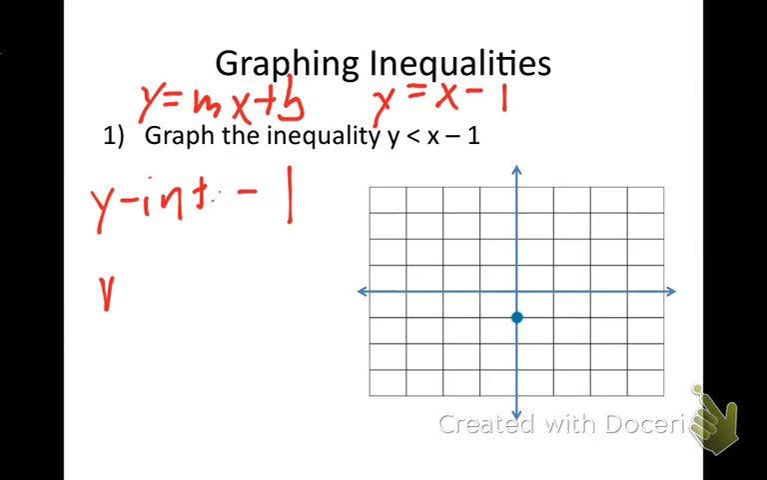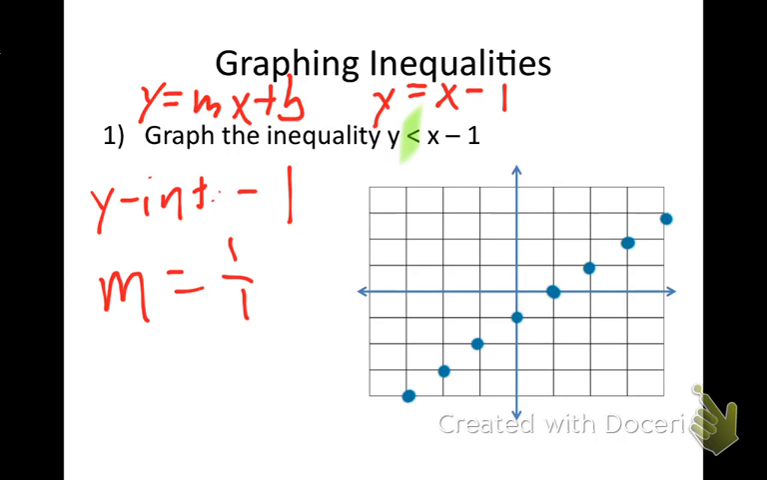Now I'm going to find my slope. What is my slope in this equation or inequality? What's my slope? Colin, what's the slope? 1 over 1. So from my y-intercept, I'm going to go up 1 over 1, up 1 over 1, up 1 over 1. Or I could go down 1, left 1. Okay, now comes the new part.